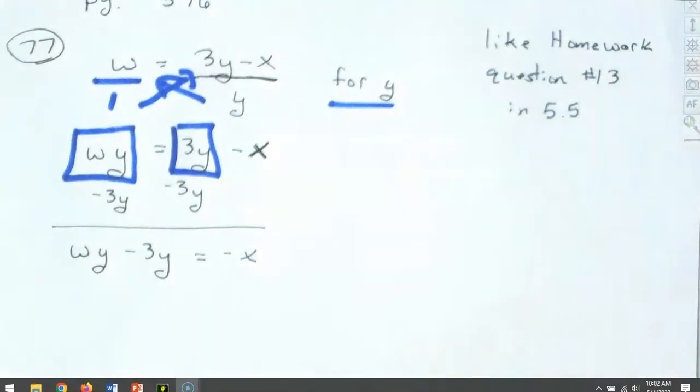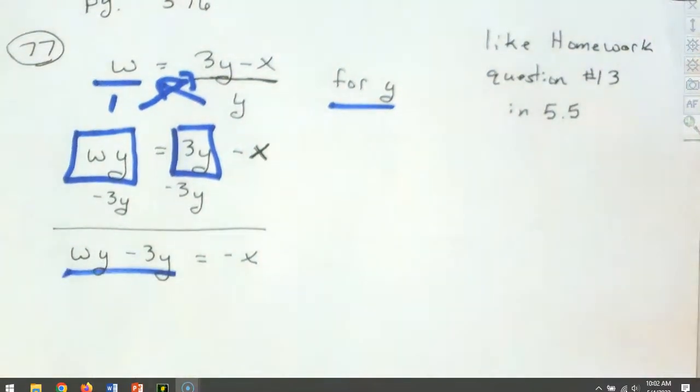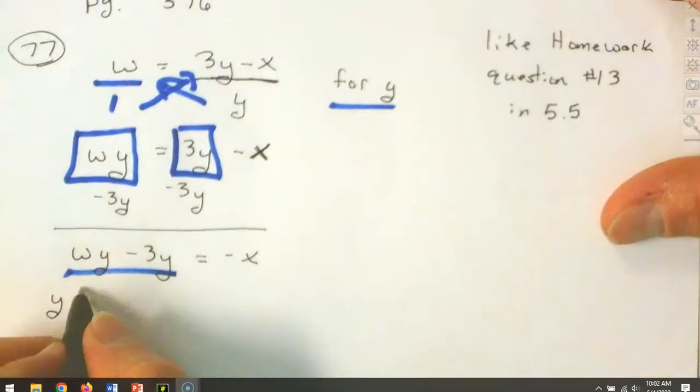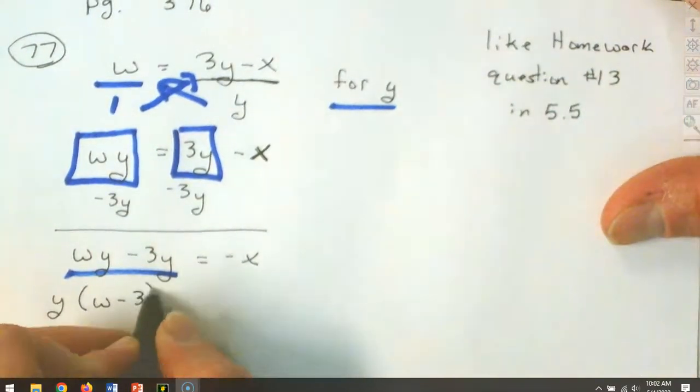And we should know what to do. I've got it underlined. What can I factor out of the underlined blue part here? What can come out of here? It looks like a y can come out. Okay, and that leaves you then with the y, and then we've got a w minus 3 left over.